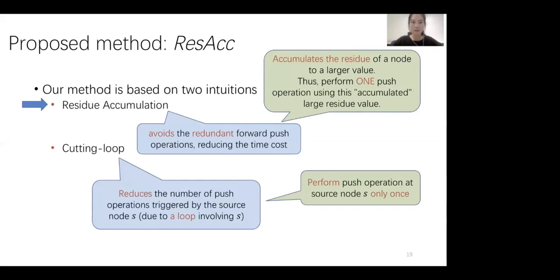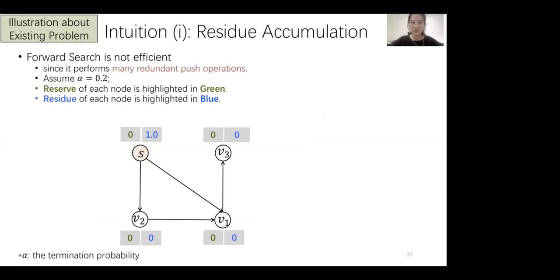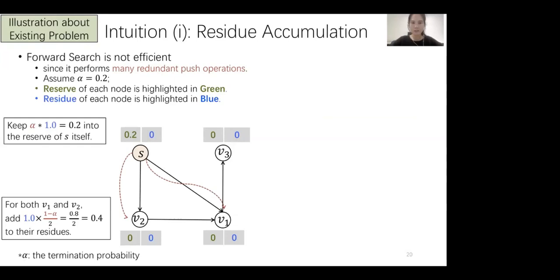Now let's go through the residue accumulation. We think forward search is not efficient because it performs many redundant push operations. To explain this, we use the graph here, and the node S is the source node. The green number indicates the reserve, and the blue number indicates the residue. We assume the termination probability is 0.2. According to forward search, firstly, we do a push operation at S. It will increase the reserve of S itself and propagate the remaining information to its neighbors, V1 and V2. So the residue of V1 and V2 becomes 0.4.